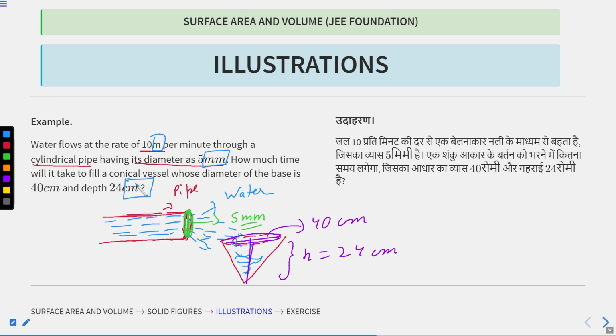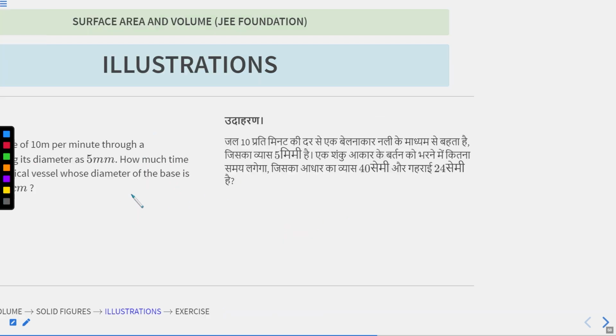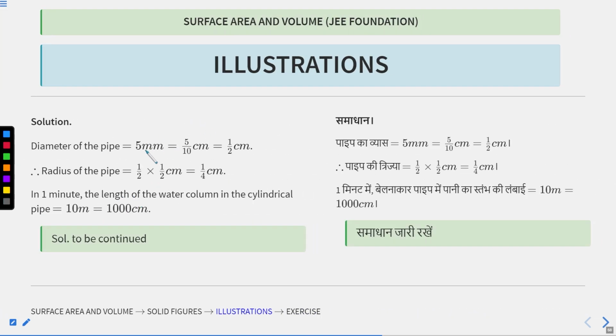First of all, change it to a single unit, and then solve it. Okay, so first of all, let's do it in centimeter. 1 mm is 1 by 10 centimeter. That means 5 mm is equal to 5 by 10 centimeter, that means half a centimeter. Now the radius of the pipe is half of the diameter. That means 1 by 2 times 1 by 2 is equal to 1 by 4 centimeter.